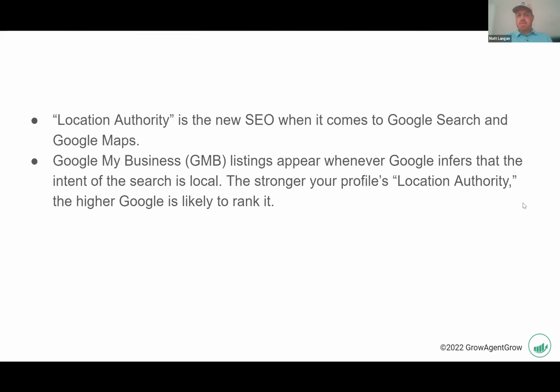So Google My Business listings appear whenever Google infers that the intent of the search is local. We've all done the search online, maybe looking for a hairdresser or a restaurant, and we always have some type of local keyword that we're inputting. That is where it's going to trigger the Google Maps.